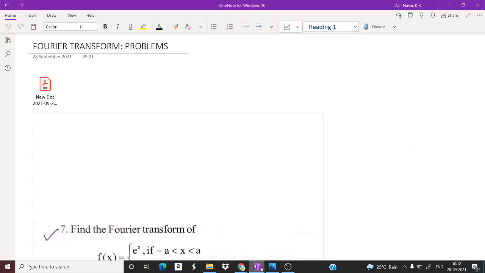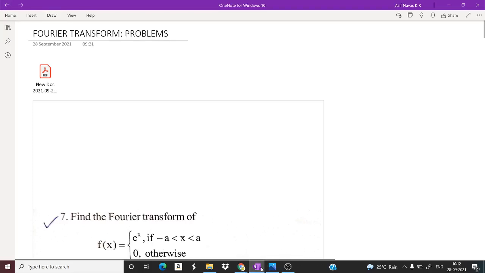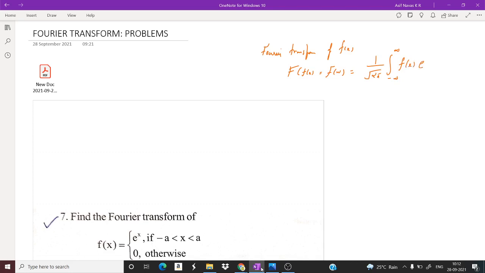So let us recall what is the Fourier transform of a function. The Fourier transform of f(x), denoted by capital F(x) or capital F(ω), is equal to 1 by root 2π integral from minus infinity to infinity f(x) e raised to minus iωx dx.